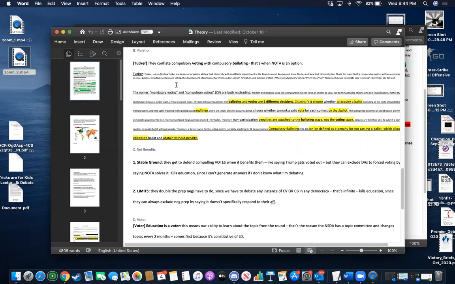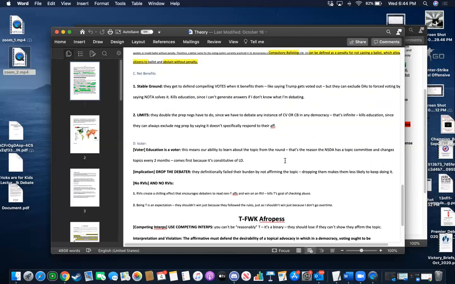Limits. They doubled the prep negs have to do, since we have to debate any instance of compulsory voting or compulsory balloting in a democracy. That's infinite. It kills education, since they can always exclude neg prep by saying it doesn't specifically respond to their AFF. And on to voters.